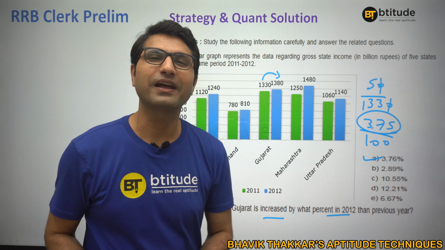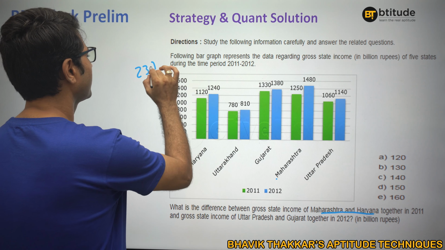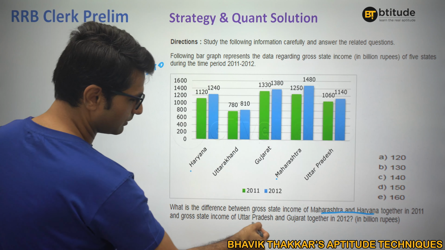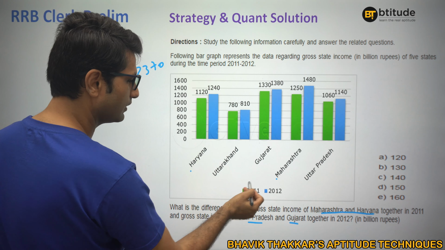Next one then. Difference between gross state income of Maharashtra and Haryana in 2011: 2370. And then Uttar Pradesh and Gujarat 2012: 2520. What is the difference? 150. Yeah, there it is. 150. Just normal maths. There is nothing to it. Alright then, let's move to the next one. Because this is just an assistant exam, it is pretty easy. It's just about your speed.